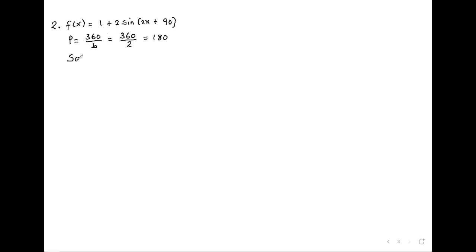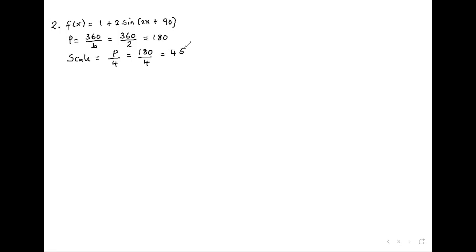Meaning that the scale is the period over 4. That is 180 over 4. This is 4 into 180, we get 45. So we get 45. Then we go to the table.